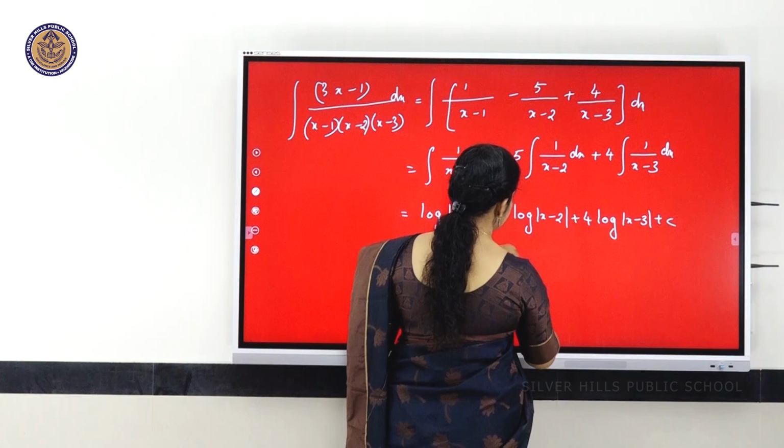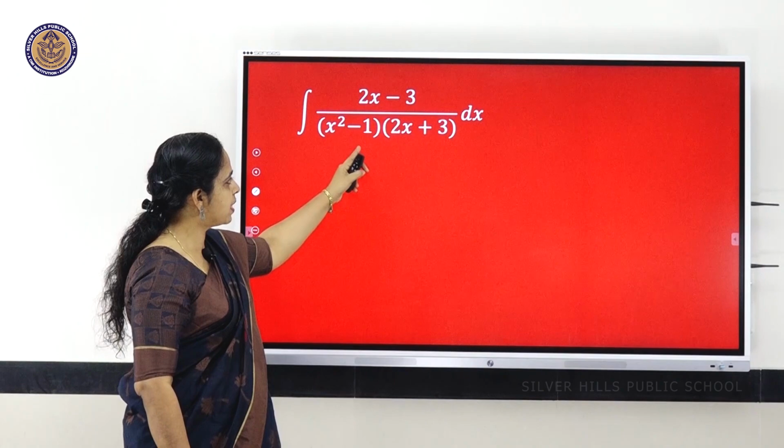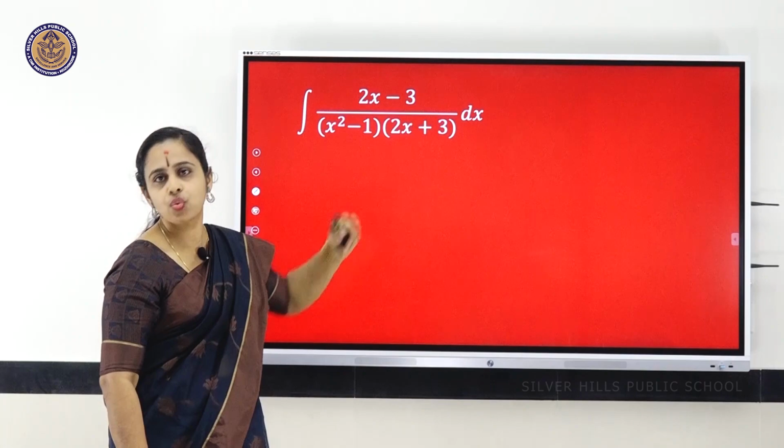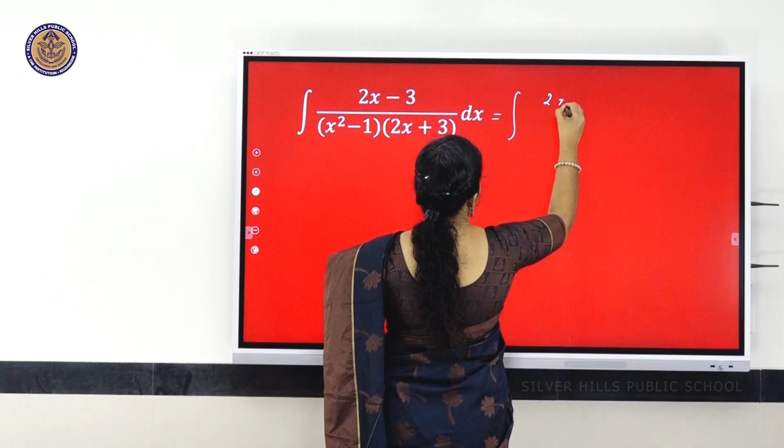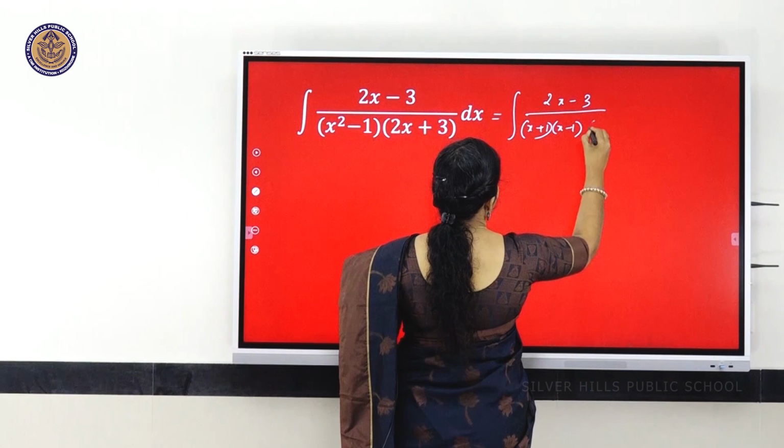Now let us do an example of similar kind. Integral 2x minus 3 divided by x square minus 1 into 2x plus 3. This x square minus 1 we can split again into two factors equal to integral 2x minus 3 divided by, this is a plus b into a minus b, so x plus 1 into x minus 1 into 2x plus 3 dx.